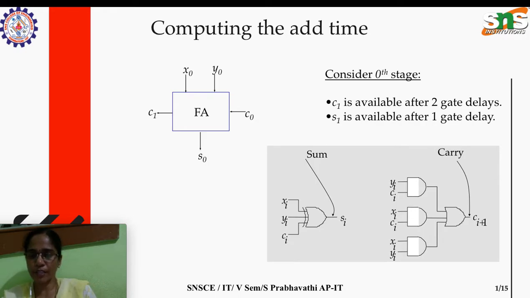To produce the carry, it needs 2 gate delays: 1 gate delay for the AND operation and 1 for the OR operation. So it takes 2 gate delays, and for producing the sum it takes 1 gate delay. In this topic we are going to concentrate on how to improve the gate delays, that is, reduce the gate delay so that performance gets improved. That's the topic we are going to see, how to redesign the full adder so that we could achieve high performance by reducing the delay in gates.